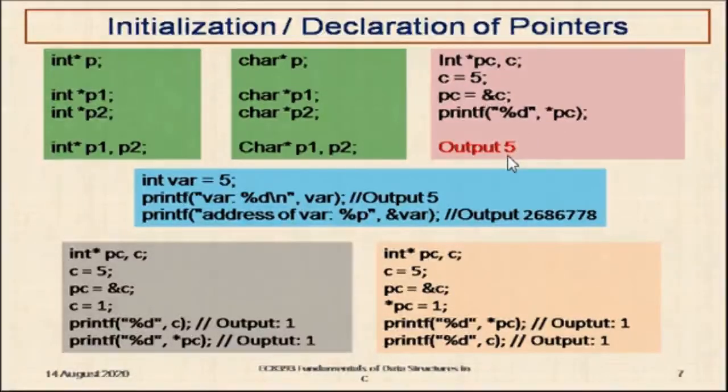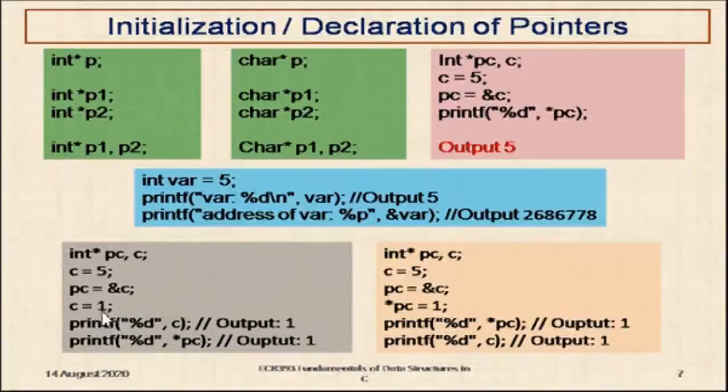Then another example, int var = 5, printf. So I am printing the value of this variable. So I am getting 5, and I would like to print the address of this variable, so I am using ampersand var. It will provide the address assigned for this variable. Then another example, int *pc, c = 5, and pc = &c. The address of c is assigned to pc.